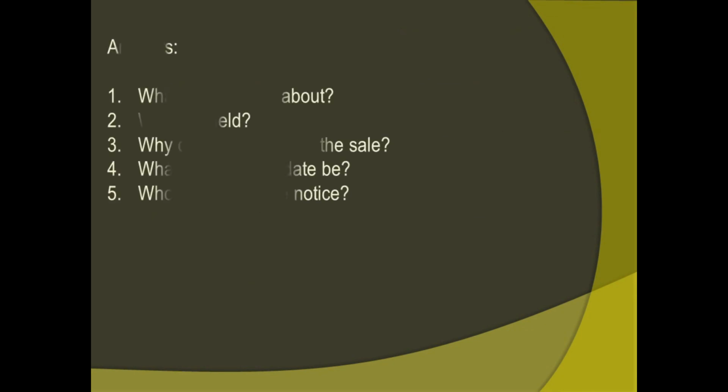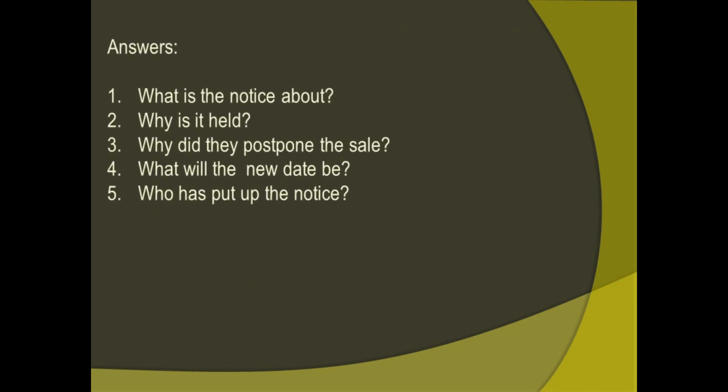Here you can see the answers for the previous questions. Number 1 is: What is the notice about? Second one is: why is it held? Third one is: why did they postpone the sale? Fourth one is: what will the new date be? The last one is: who has put up the notice.